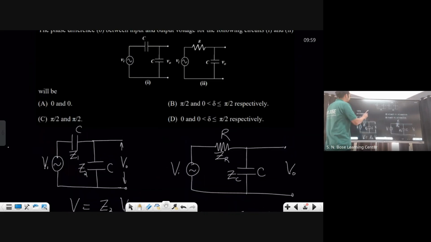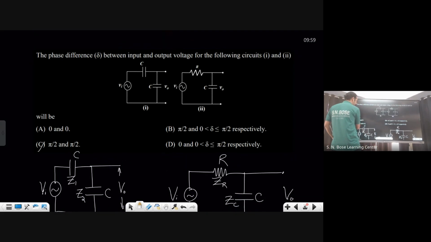Okay, what is this one? First case, it must be 0. So then I can eliminate these two. Am I right? First circuit, there is no phase difference. Okay, option A or D. A also I can eliminate. Why? Second case, there is a phase difference.